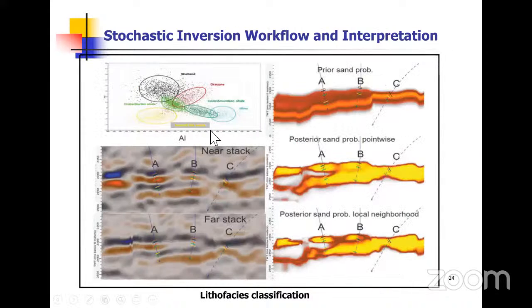This is another example, where I'm looking at my near and far stack, and then I do a cross plot here. On a cross plot, I can see different facies. So if I integrate it together, I can express the probability of finding a particular facies anywhere in the seismic.